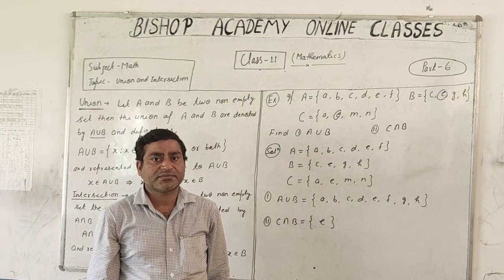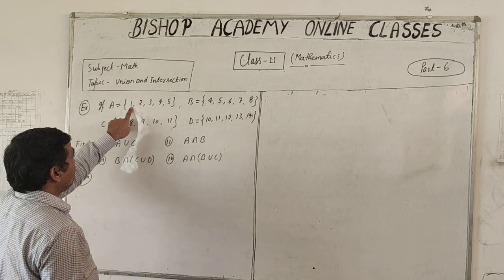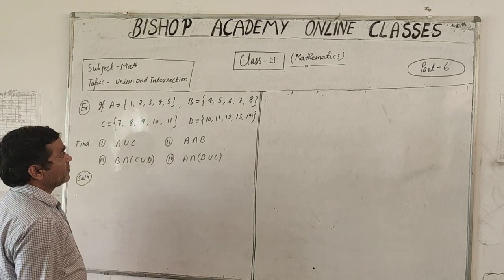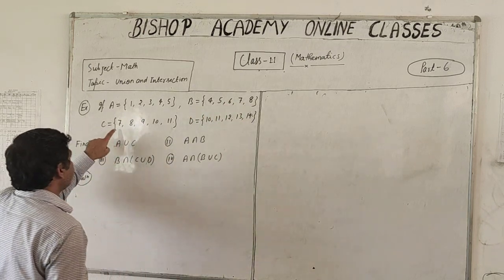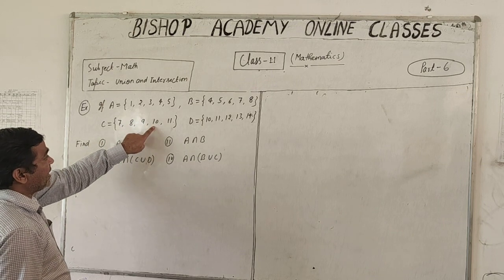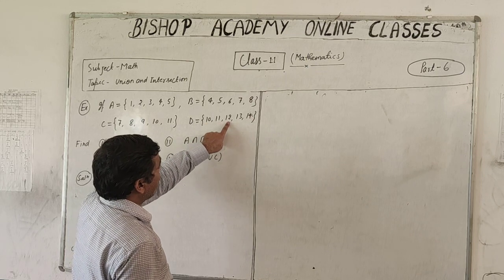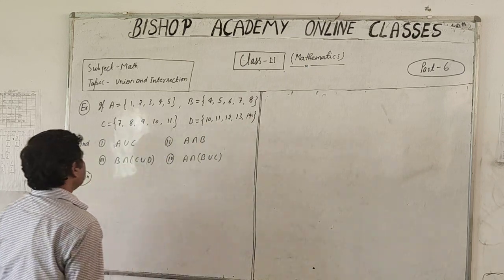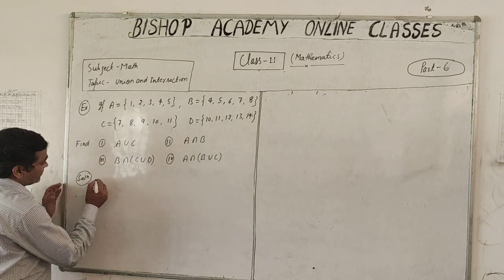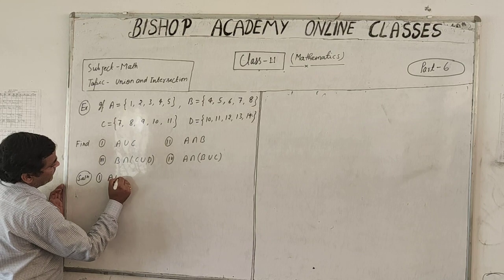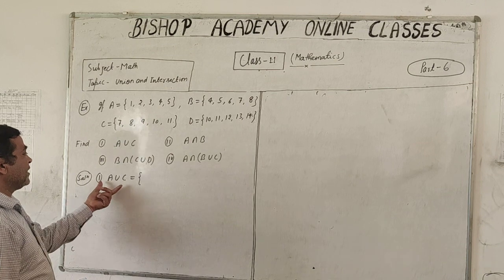Next question. For example, if A equals 1, 2, 3, 4, 5, B equals 4, 5, 6, 7, 8, C equals 7, 8, 9, 10, 11 and D equals 10, 11, 12, 13 and 14. Find first A union C. A union C contains all elements of A and C.